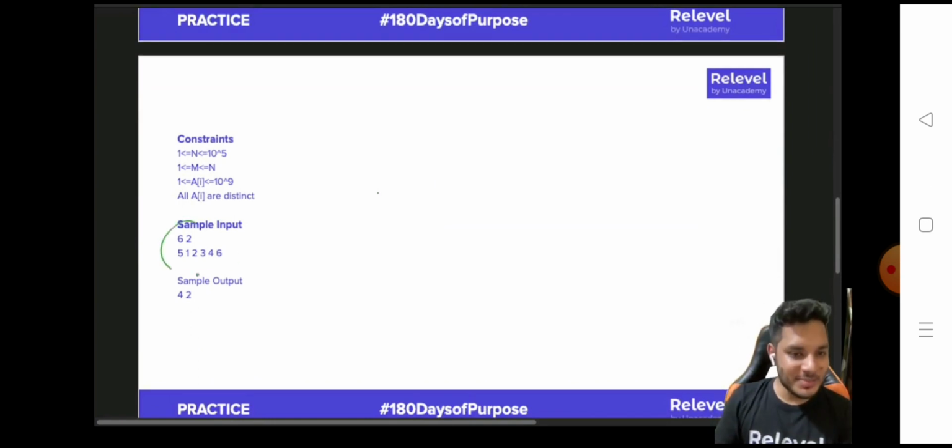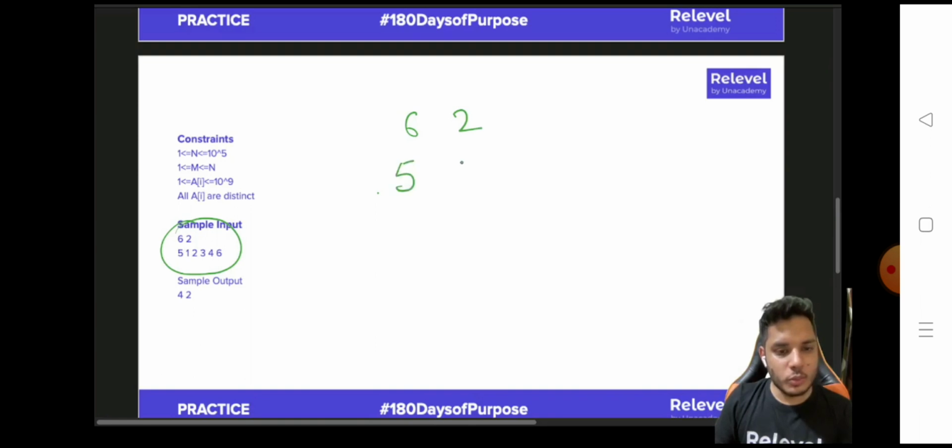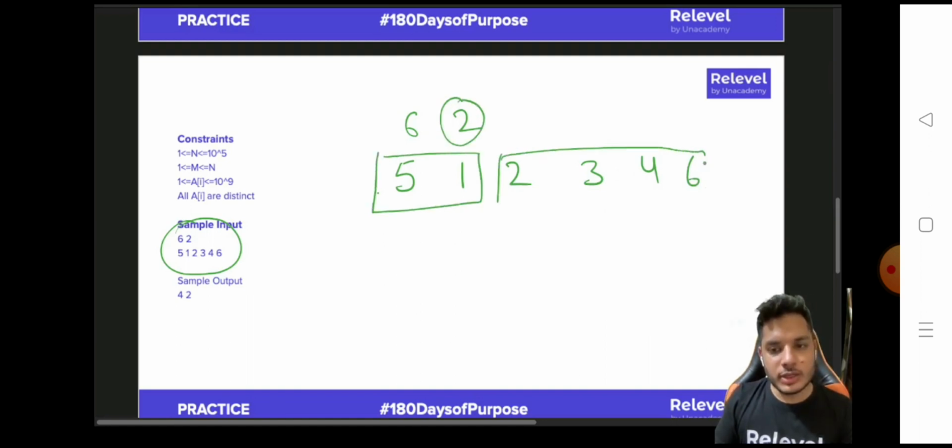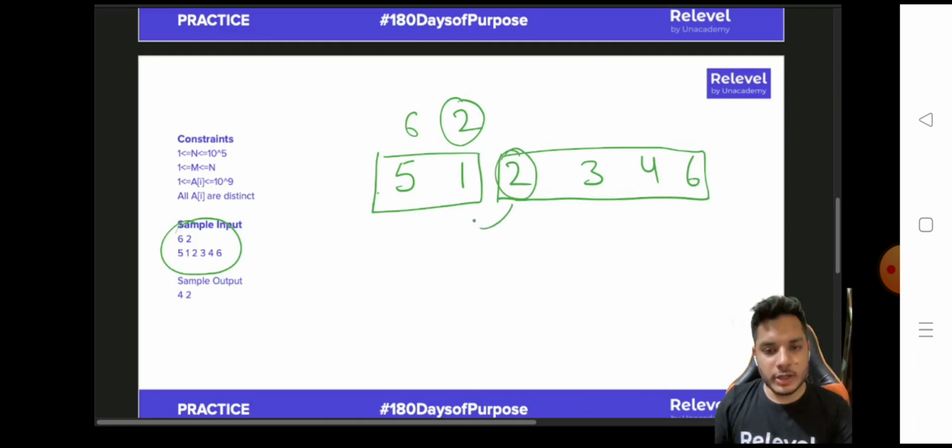So let's see the inputs. Let's say we are given 6, 2, and here we have 5, 1, 2, 3, 4, 6. So here there are two leaders. 5 and 1 are leaders, and 2, 3, 4, 6 are the normal bacteria. Where will the 2 join? 2 will join 1 because it is closer. So the colony with 1 will have size 2, if I include 1 and 2. So the total size till now is 2.